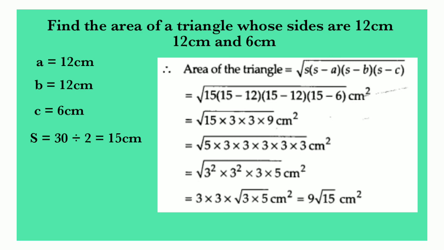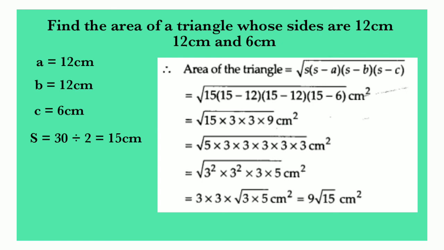Then the area of the triangle is equal to root of S into S minus A into S minus B into S minus C. Root of S means 15. 15 into, in the first bracket, 15 minus 12, into 15 minus 12 in the second bracket again, then 15 minus 6 in the third bracket. So 15 the same. 15 minus 12 is equal to 3, again 15 minus 12 is 3, into 15 minus 6 is equal to 9.